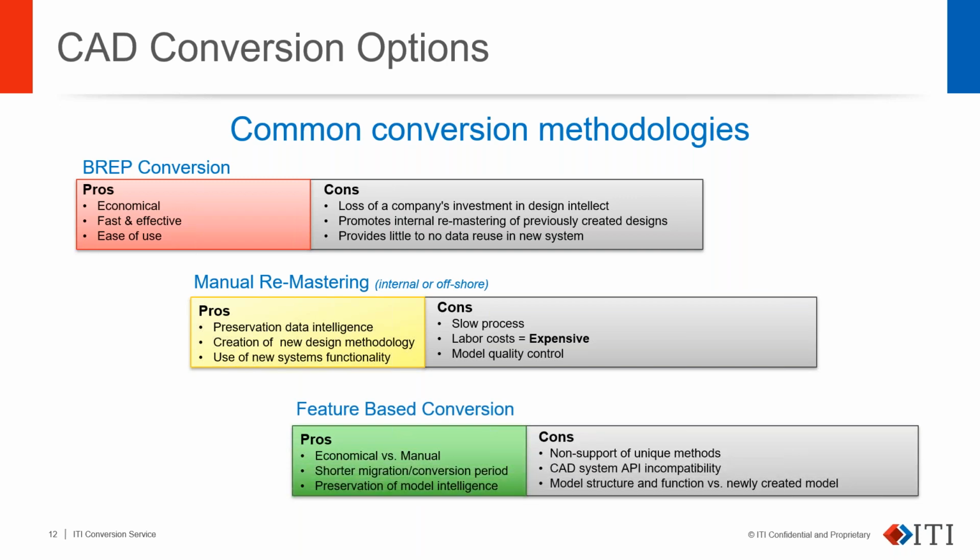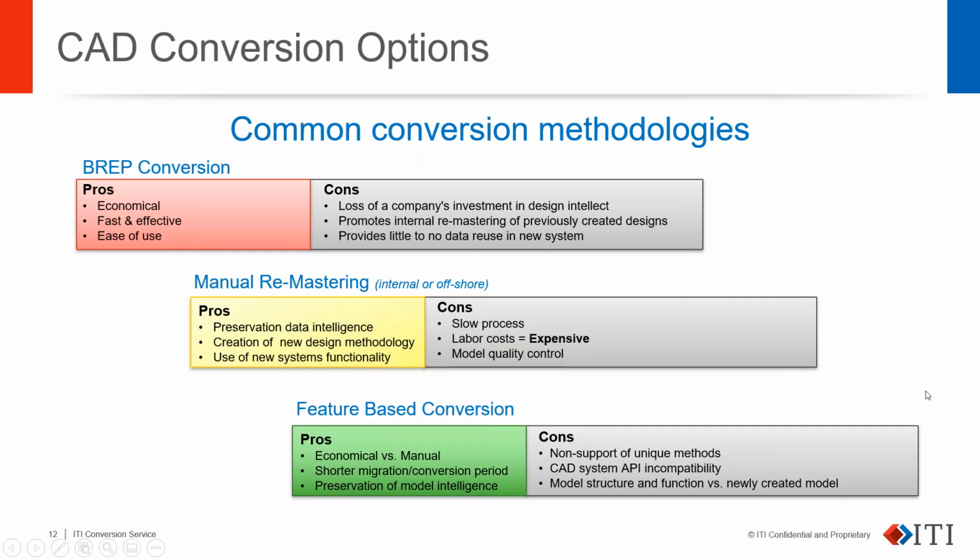So feature-based conversion, and more specifically automated feature-based conversion, is what we offer here with Proficiency. This is similar to manual remastering, apart from it's automated. So the software will automatically map that data into the new CAD system. Because it's automated, it can run 24/7 in the background in batches. This is economical in both time and resources versus the manual process. It's a much shorter time period, and of course you get that crucial preservation of model intelligence.